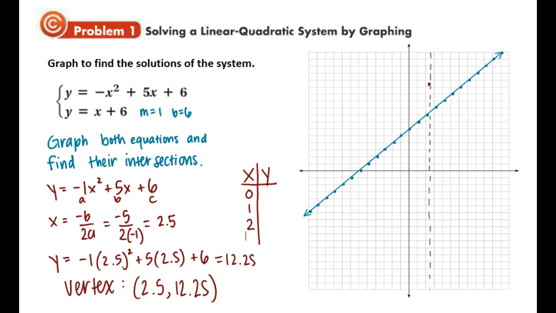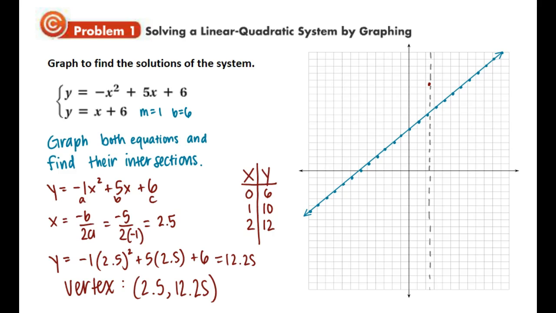Making an XY table will help us find a couple other points on this parabola. You can choose about 2 or 3 points to the left of the axis of symmetry or 2 or 3 points to the right. I usually choose the easier numbers to plug in, so 0, 1, and 2 would be the easier numbers. Now make yourself a little XY chart like I did. To figure out the y values, you just need to substitute each of these x values into the original equation. When you plug in 0, you get positive 6. When you plug in 1, you get positive 10, and when you plug in 2, you get positive 12.